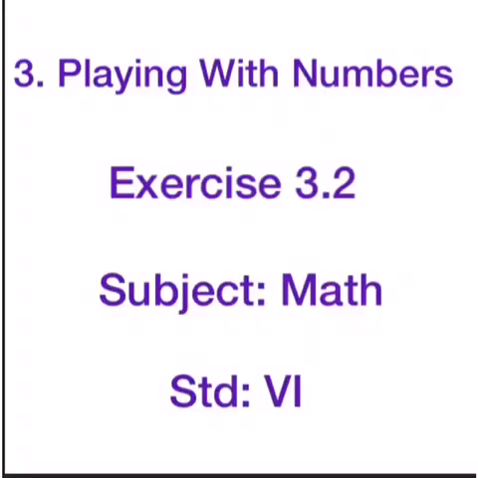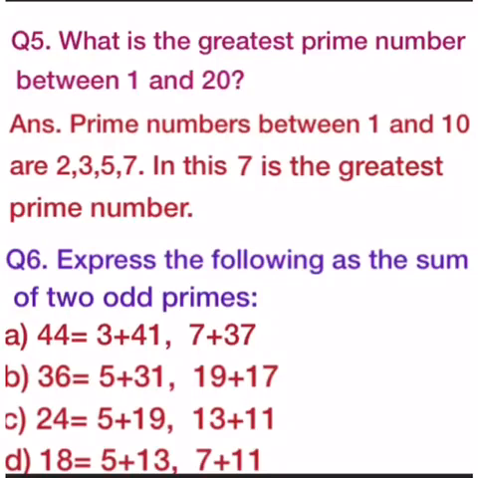In our last exercise we completed 4 questions and today we will start with the 5th one. Question number 5, what is the greatest prime number between 1 and 10? So children, first we will find out prime numbers between 1 and 10. The prime numbers between 1 and 10 are 2, 3, 5 and 7. In this, 7 is the greatest prime number. So the greatest prime number between 1 and 10 is 7.